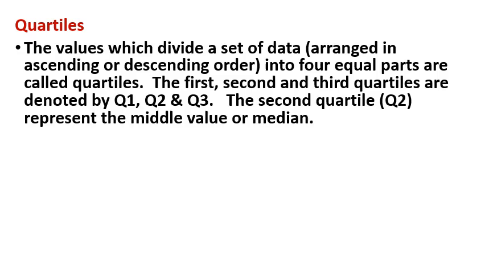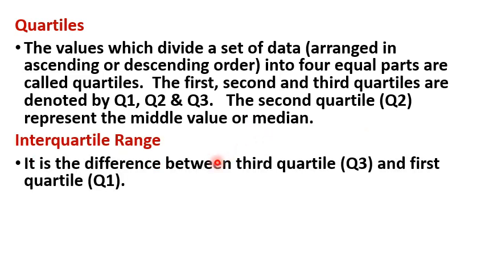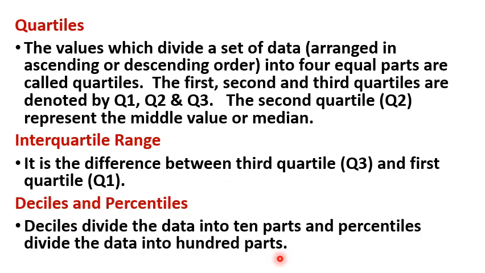Next, quartiles. The values which divide a set of data which is arranged in ascending or descending order of magnitudes into four equal parts are called quartiles. The first, second and third quartiles are denoted by Q1, Q2 and Q3. The second quartile Q2 represents the middle value or median. Then interquartile range. It is the difference between third quartile and first quartile. Deciles and percentiles. Deciles divide the data into 10 parts and percentiles divide the data into 100 parts.